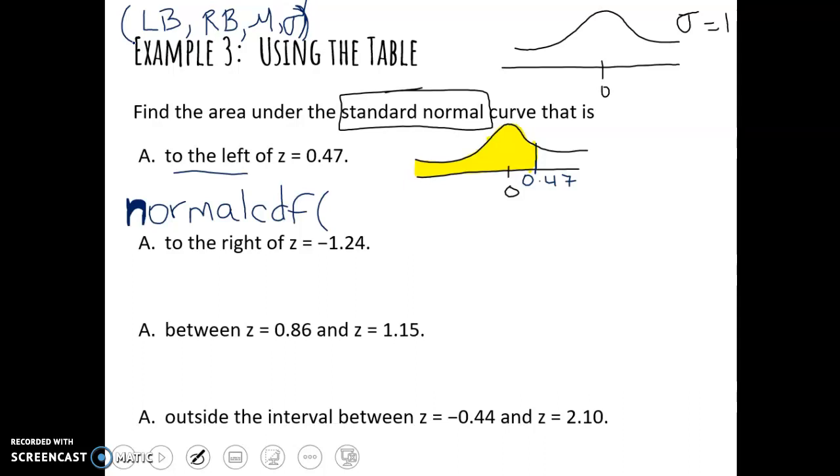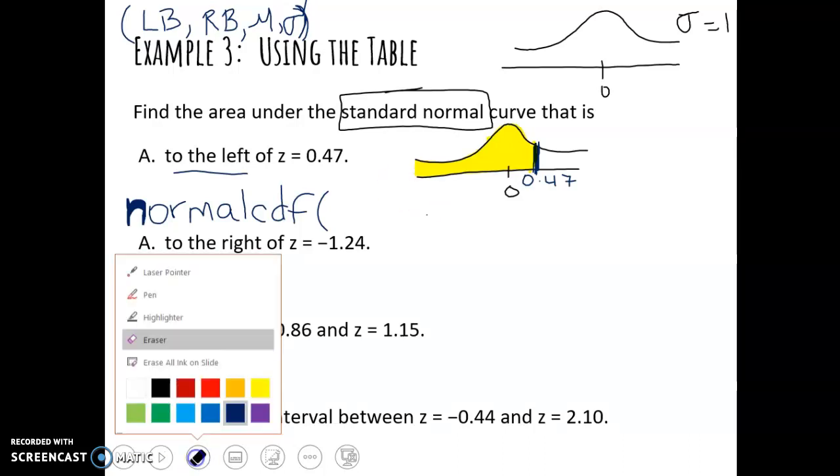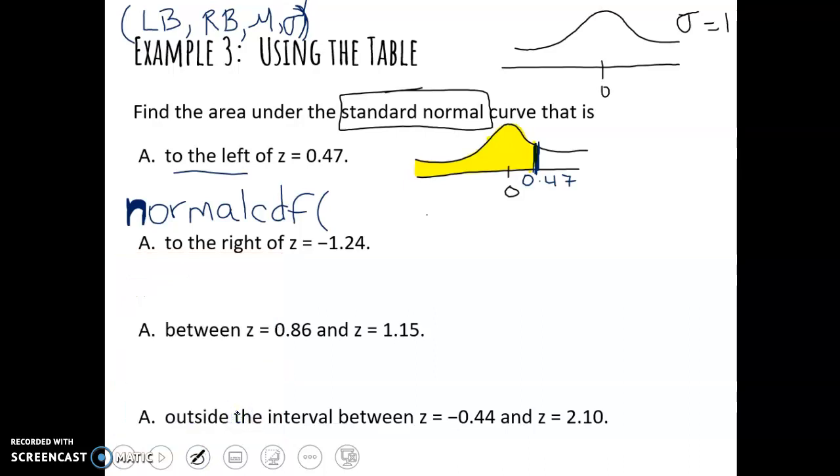So I can clearly see that the right boundary of the shaded region for the area I'm looking for is 0.47. What I can't see is what the left boundary is. The right boundary is 0.47. The left boundary, we don't know. So we think about it this way. This keeps going on forever to negative infinity. So technically, the left boundary is negative infinity.